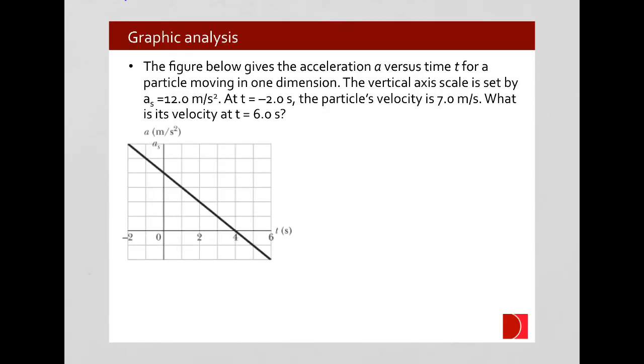Here we have the acceleration versus time graph for an object moving in one dimension. We're told that the graph has a scale of 12 meters per second squared, which is this A as the top part. So with 6 tick marks, we have 2 meters per second squared per tick mark.